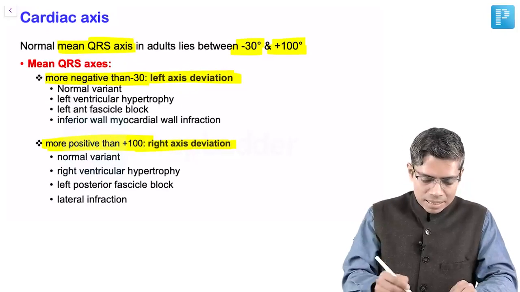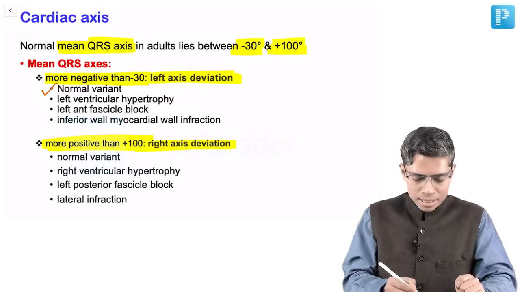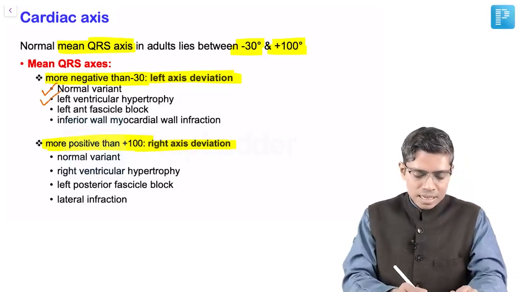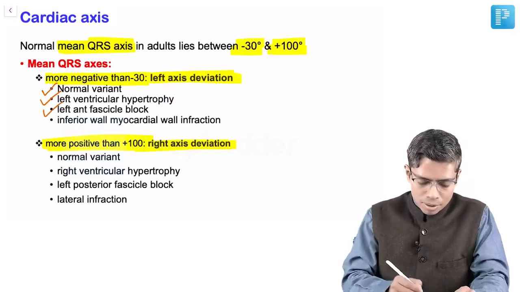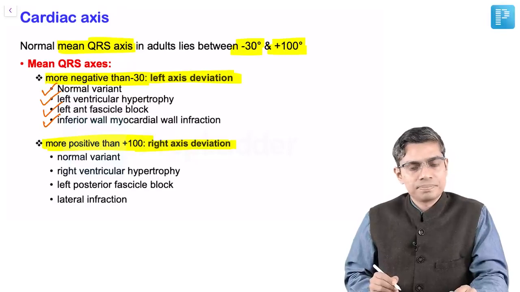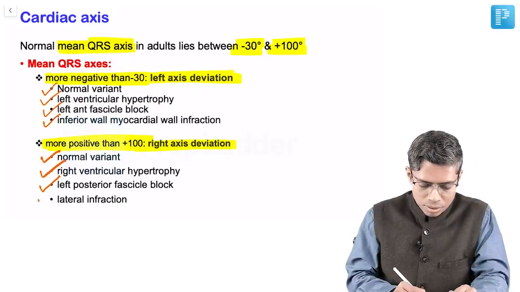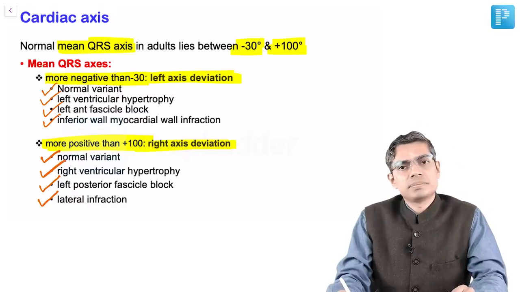causes of this left axis deviation, according to Harrison, it may be a normal variant also. It may be left ventricular hypertrophy, left anterior fascicular block, or inferior wall myocardial infarction. And for right axis deviation, it may also be a normal variant. It may be right ventricular hypertrophy, left posterior fascicular block, or lateral infarction.